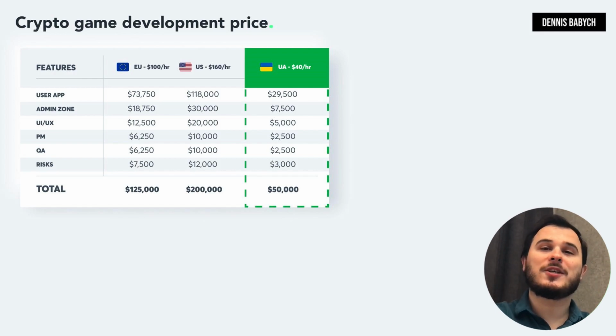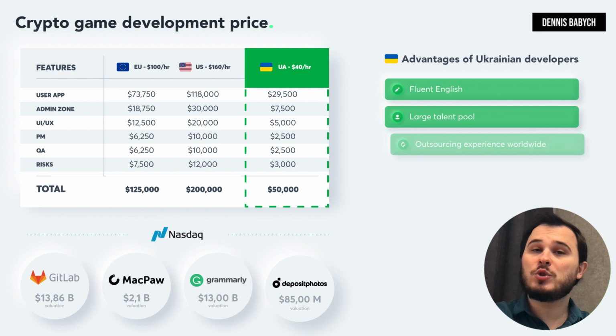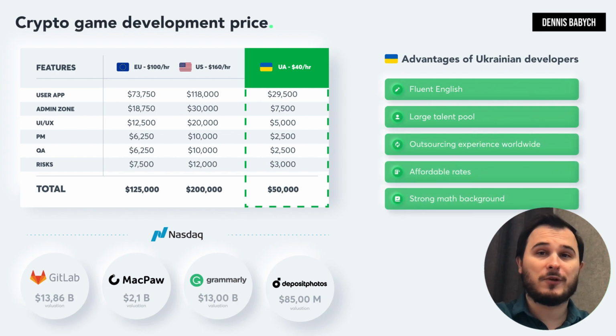Ukraine is an absolute hidden gem in the software development world. Many successful startups such as GitLab, Grammarly, and Jubel have already recognized the huge value of hiring Ukrainian developers to build a top-notch software. Ukrainian developers have excellent English skills, extensive experience in outsourcing development, strong math background. They have innovative thinking, which helps them always think outside of the box. On top of that, they are hard workers.